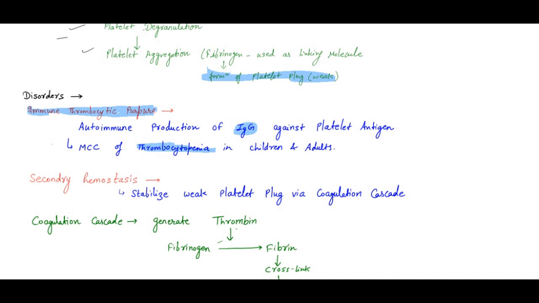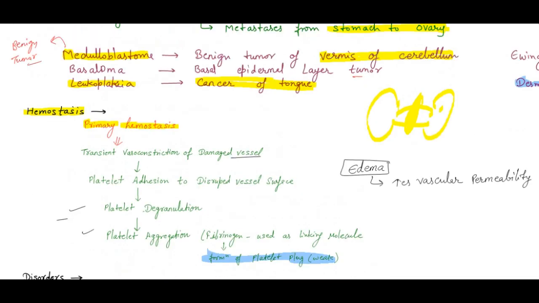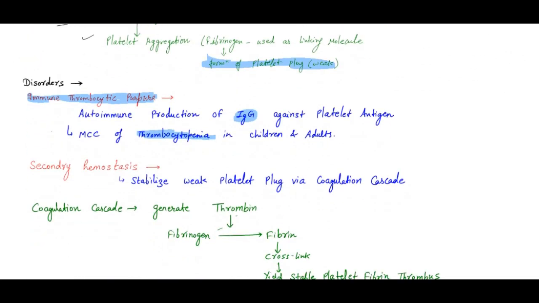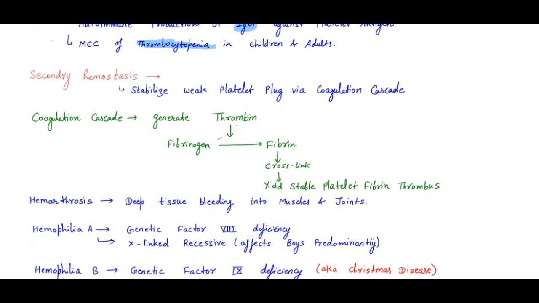Then secondary hemostasis. In the primary hemostasis there is a formation of the weak platelet plug. So the secondary hemostasis stabilizes the weak platelet plug via the coagulation cascade. So what is the coagulation cascade? It is a chain in which the product of one enzyme acts as an enzyme and they form a chain. Remember, the coagulation cascade generates thrombin.